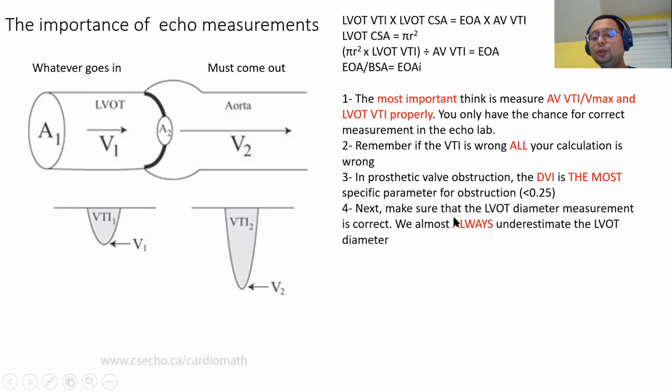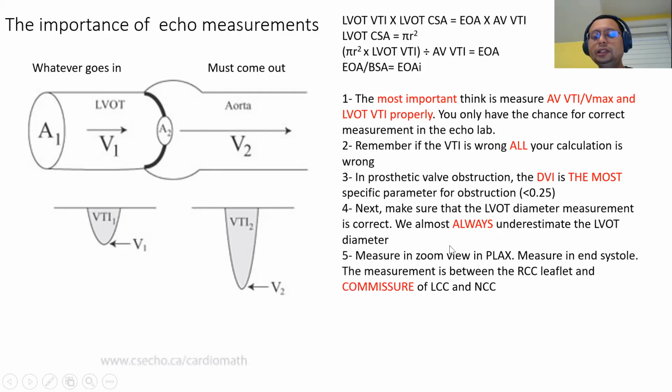Now, next, we make sure that the LVOT diameter measurement is correct. Remember, when we do 2D echo measurement, we almost always underestimate the LVOT diameter. Therefore, we overestimate the severity, right? Measure in zoom view parasternal long axis, measure in mid-systole.